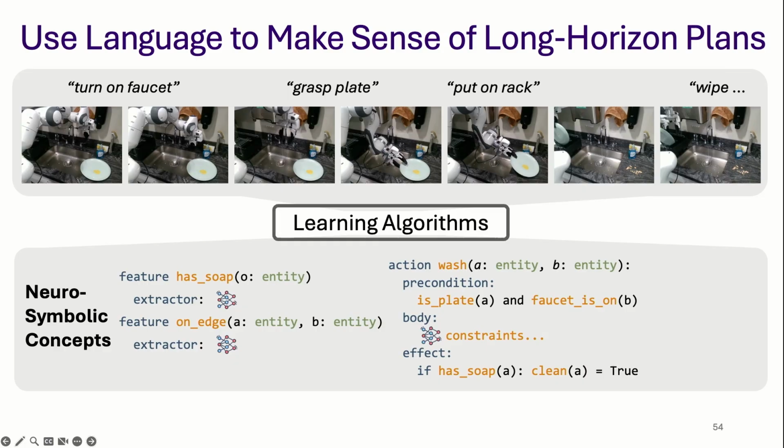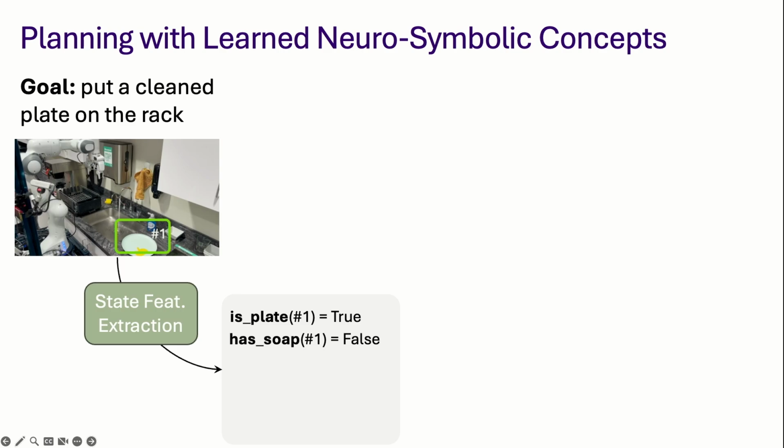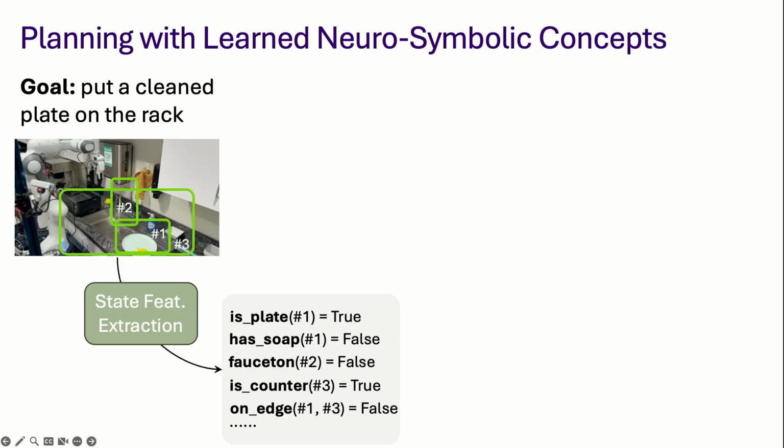I'm going to first start with, suppose that we already had such a neuro-symbolic concept representation for the original domain, how can we make plans with it? So now let's say we have an environment, a state that we can observe, and also a goal in natural language form. The first thing we can do is use the state feature recognizer to recognize all the state features that are relevant in this task, including recognizing there are objects there, and this is a plate, and the plate does not have soap on it. And then the faucet has not been turned on yet. And also, there's a counter, and the object is not at the edge of the counter.